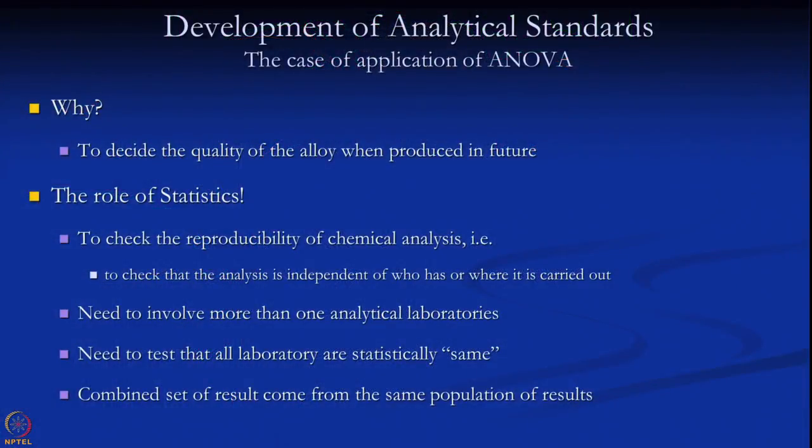In other words, when a producer says that I am giving you an alloy with this chemical standard, it means that it should not depend on where the test is done, who is doing it, who has made the samples, and which testing machines have been used. In order to do this, what we really want to see is the reproducibility of the chemical analysis, to check that the analysis is independent of who or where it is being done. To begin with, we must involve more than one chemical testing laboratory to test the samples, and then statistically test that all laboratories are giving the same values.